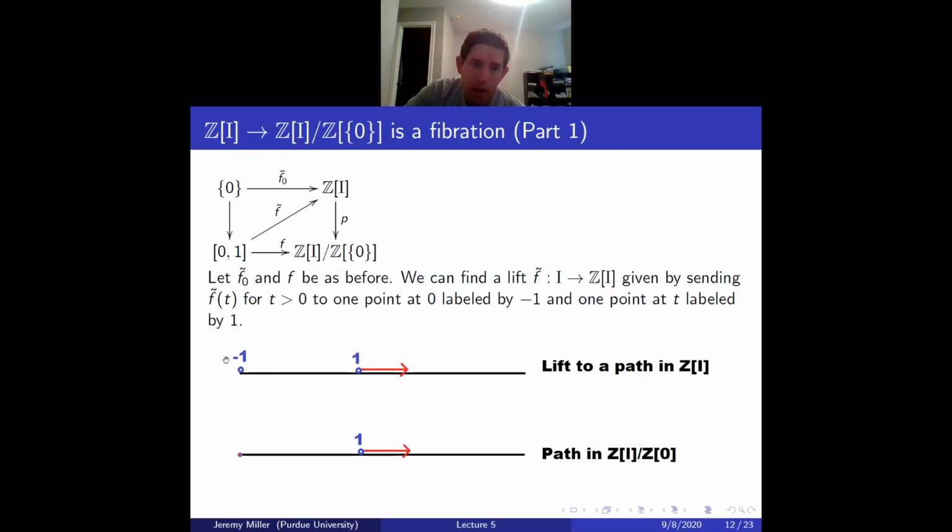this -1 is the difference between how many points are in the half open interval at time t, and how many points we're lifting, and the sum of all the labels of f tilde.